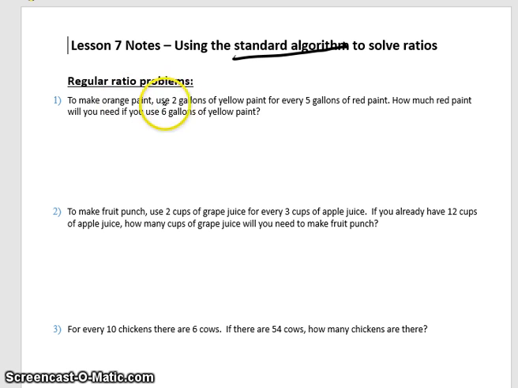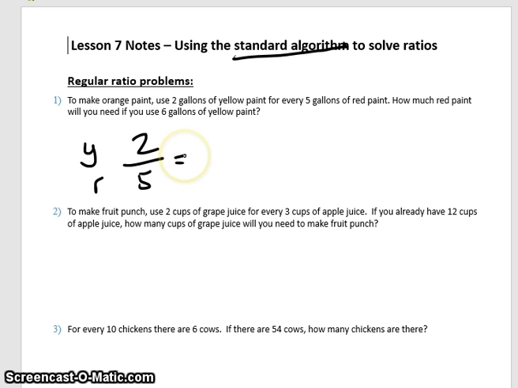So to make orange paint, use 2 gallons of yellow for every 5 gallons of red. So that gives me my ratio, and I'm going to write that down as a fraction. It's a 2 to 5 ratio. 2 what though? 2 gallons of yellow. 5 what? 5 gallons of red. Then I'm going to use an equal sign because I want to create an equivalent ratio.